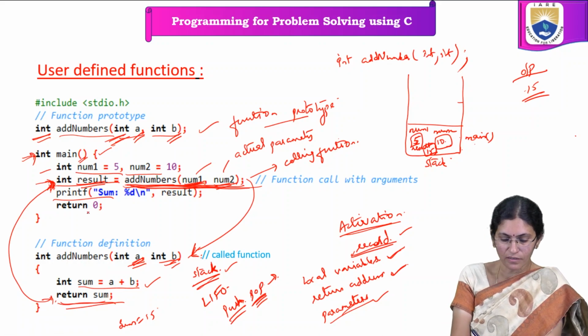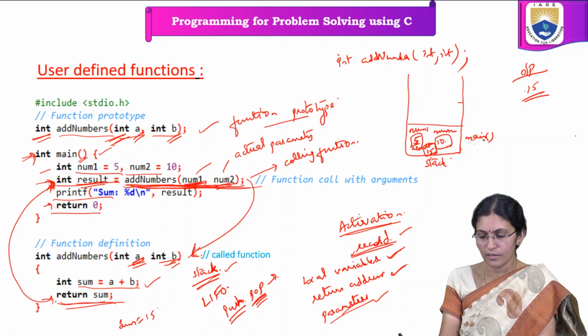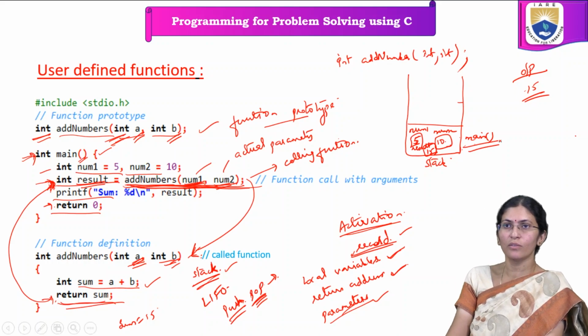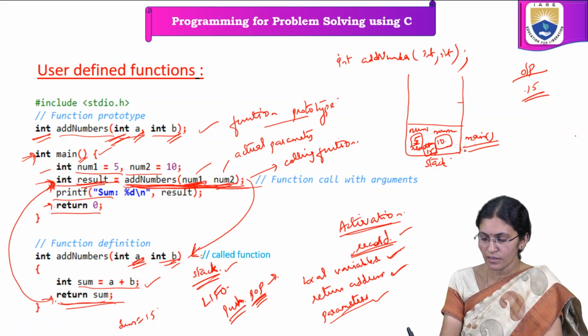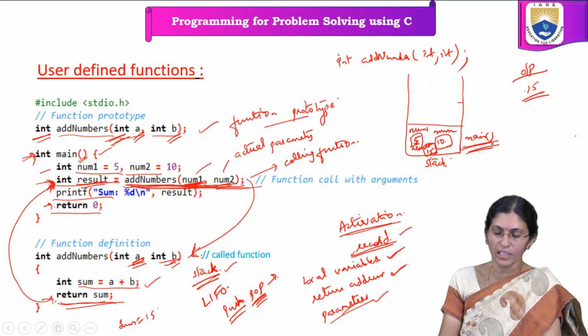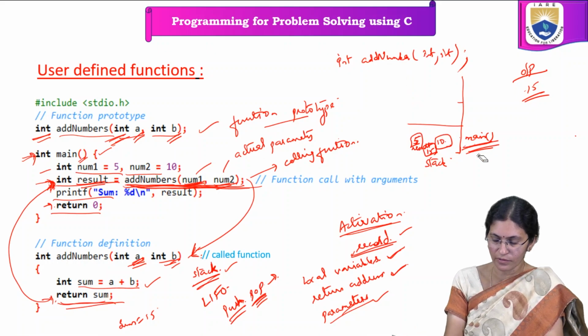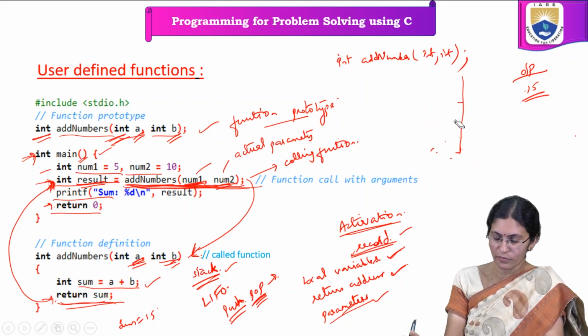Then whenever the control is transferred here, return 0 gives the information that the program is successfully terminated. So after the execution of this main function, the activation record for this main function is also popped out from the stack.